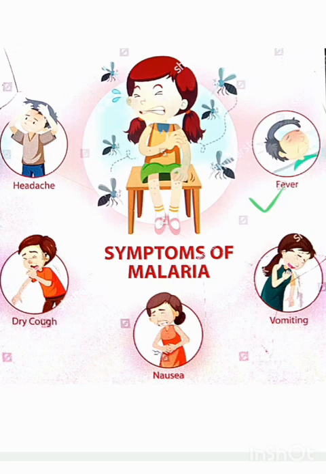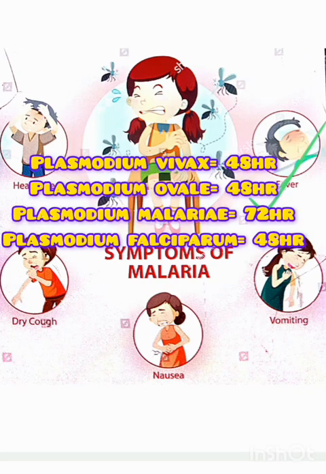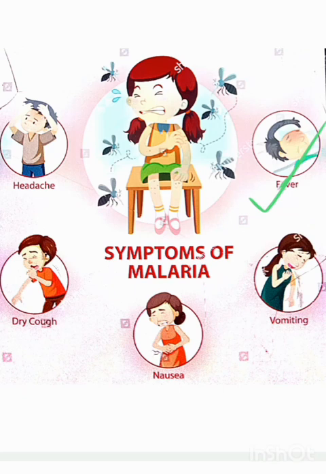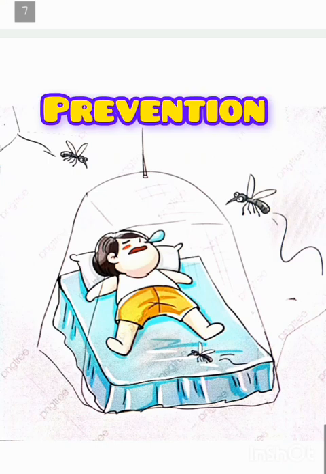The cycle of fever depends on the species. Like for Plasmodium vivax, it's 48 hours, and 72 hours for malariae. Then vomiting, nausea, dry cough, headache. These symptoms are seen.